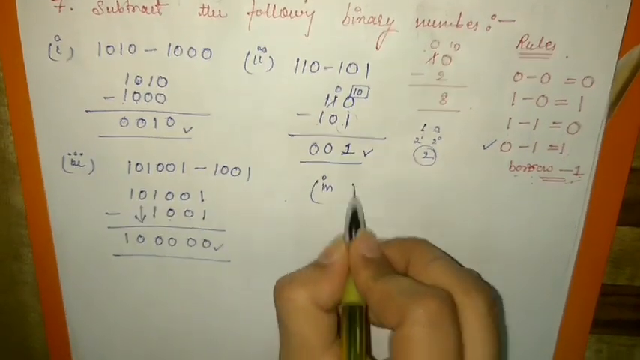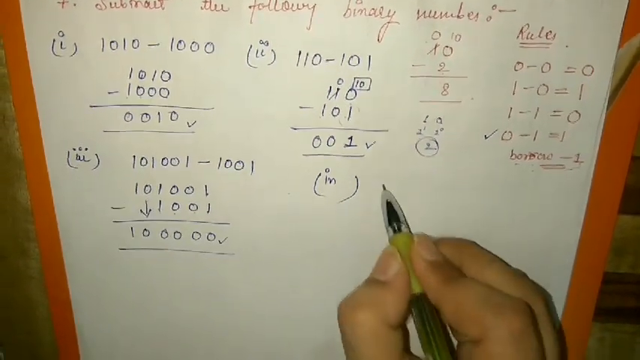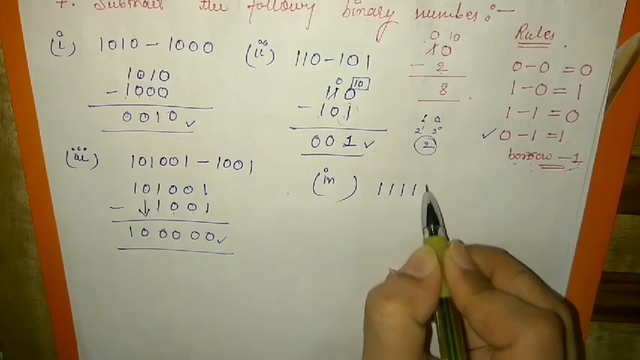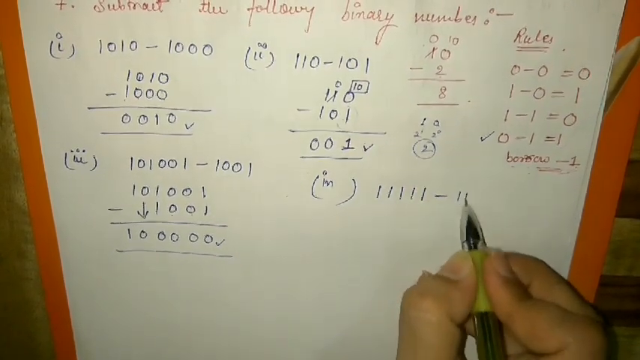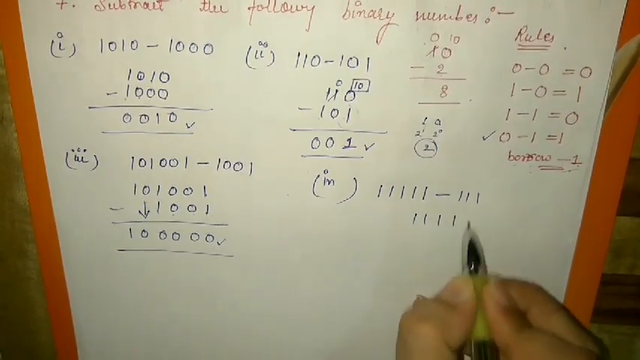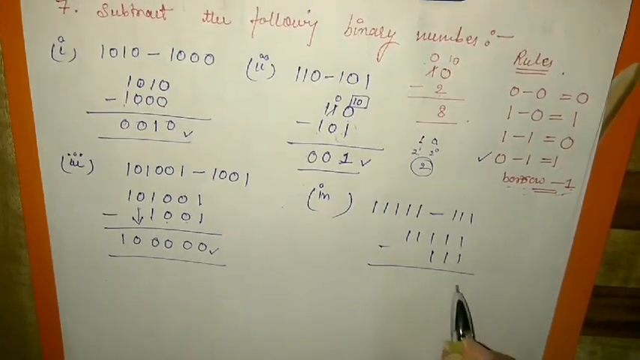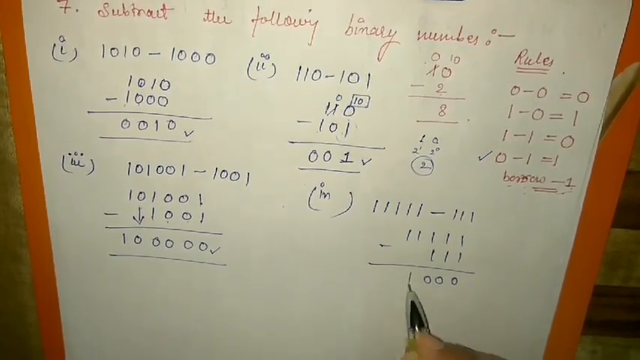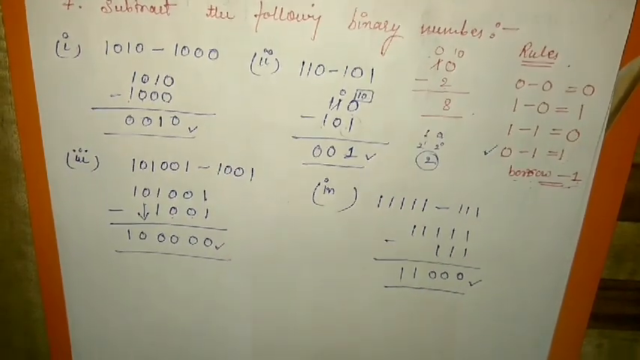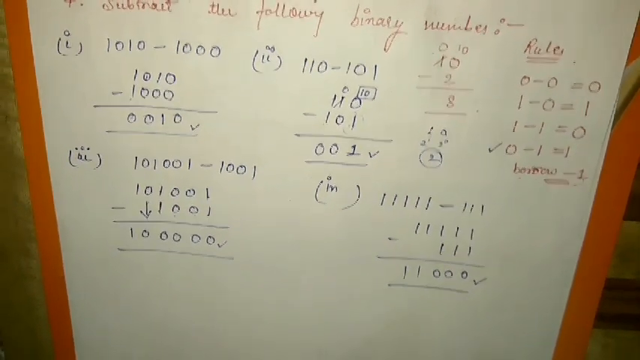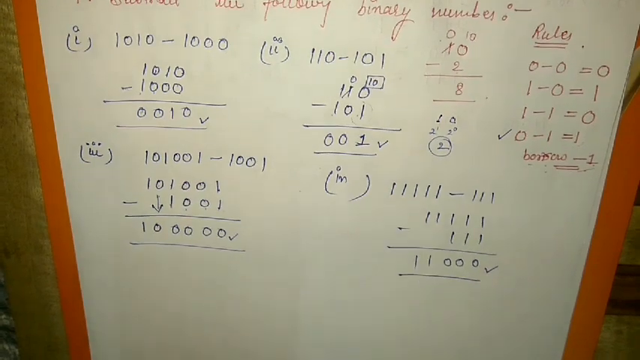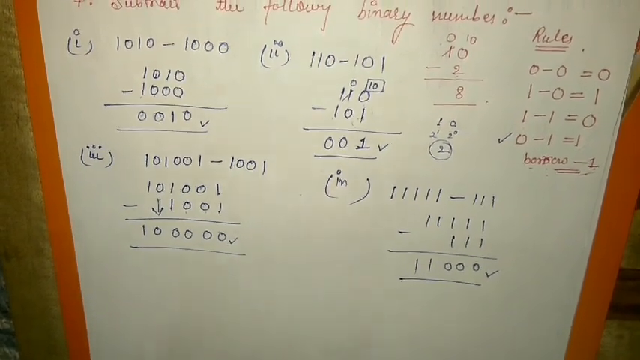See the last one, the fourth part, that is 11111, five times 1, minus 111. So 11111 minus three times 1. Now what will you get? 1 minus 1 is 0, 0, 0, and over here 1 1. Yes, so this is the result. Now the 7th question is also over, and we are moving forward to our 8th question.